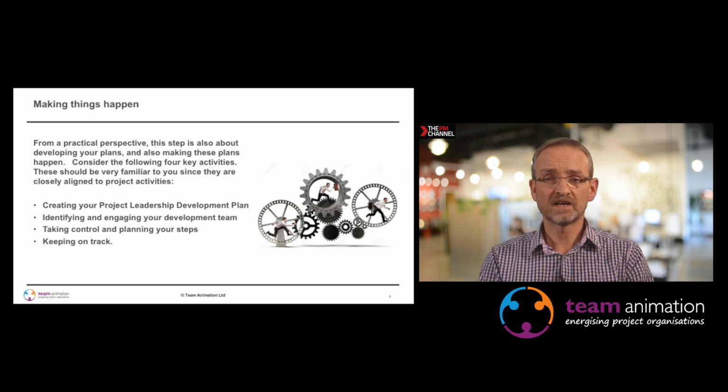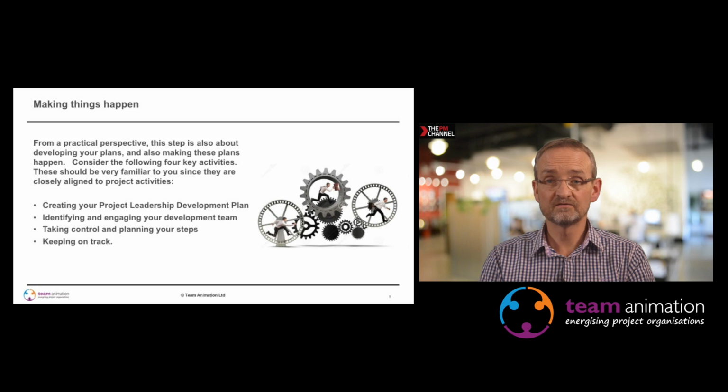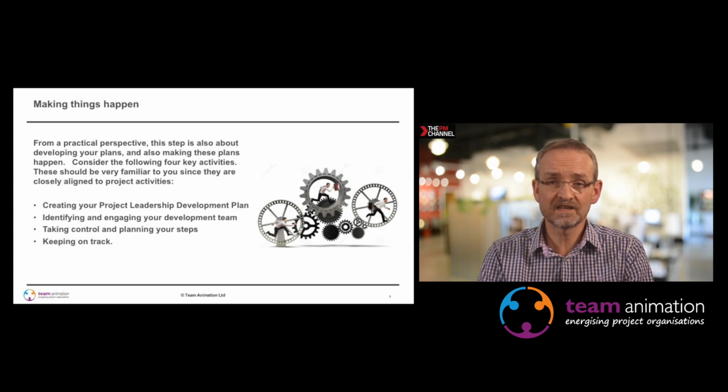And in making things happen, you've got to think practically about what you're going to do. And there's typically four key activities in that. You've got to create your project leadership development plan. Could be very simple and basic. You may have a template from your organization to help you with that.